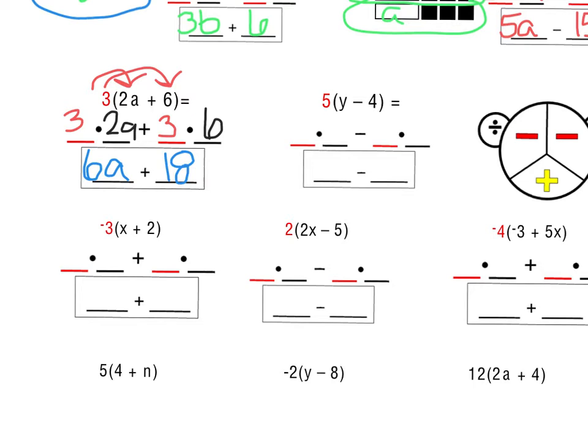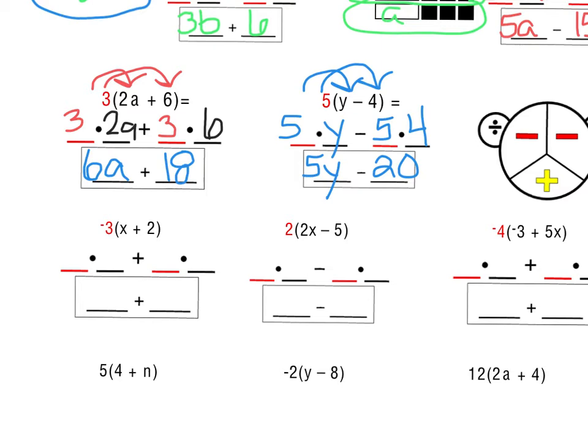Same thing here. We're going to take our outside number, which is 5, and we're going to multiply 5 with y. Then we're going to put a subtract, and then we're going to multiply 5 with the 4. So here we're going to do 5 times y minus 5 times 4. So when we multiply it, 5 times y is simply 5y, and 5 times 4 is simply 20. So our final answer is 5y minus 20.